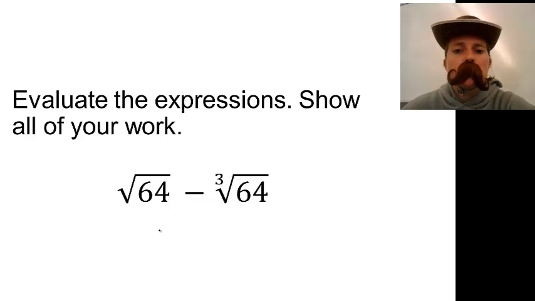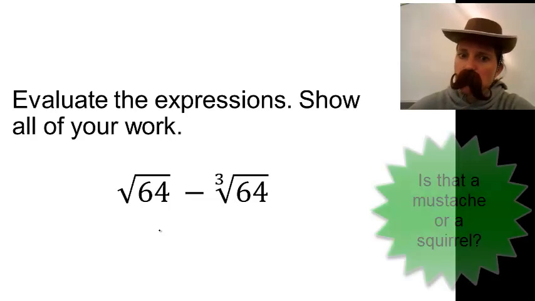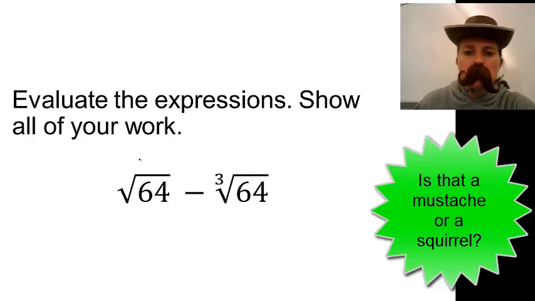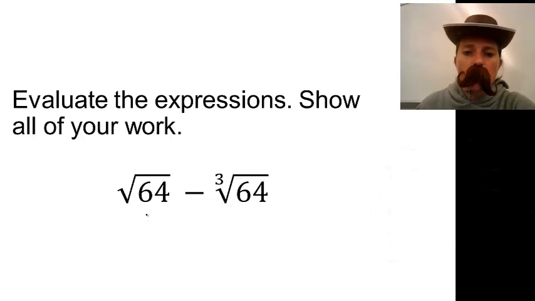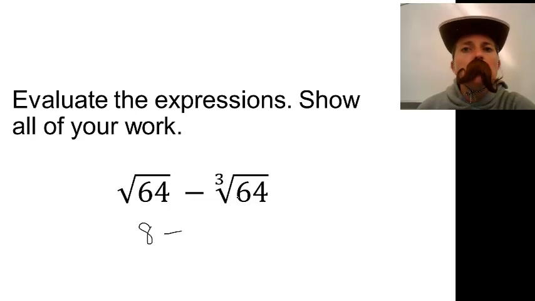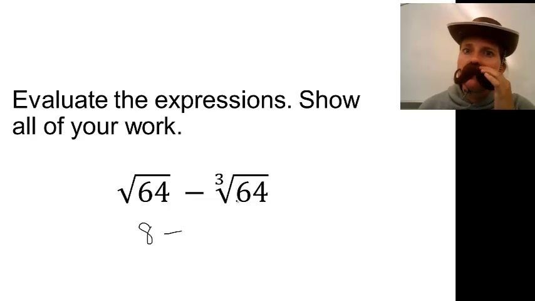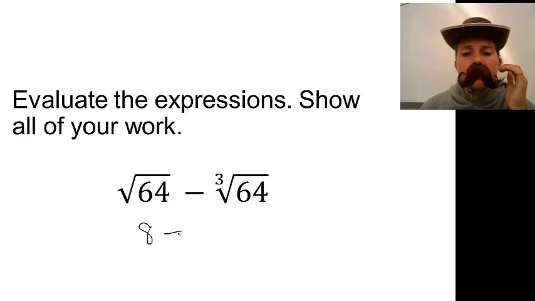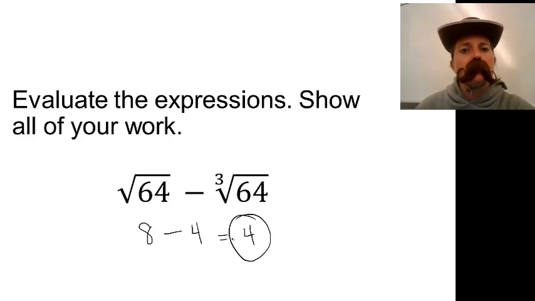Alright, now we're going to do some expressions. Make sure that you show your work. So we're going to do this one, and we're going to do this one. Okay? The square root of 64, that's just a square root, so that's an 8. Minus the cube root of 64. Be careful, these are tricky. The cube root of 64 is a 4. 8 minus 4 equals 4. Alright.